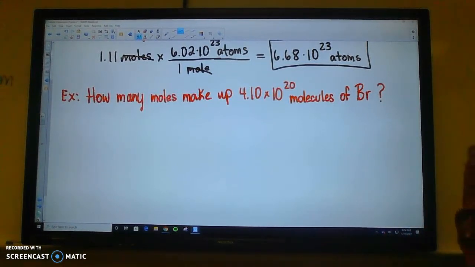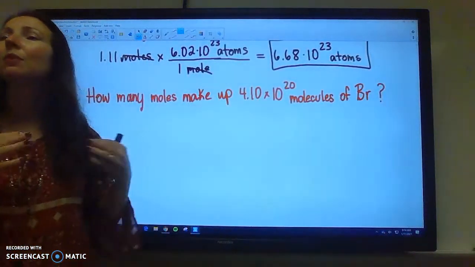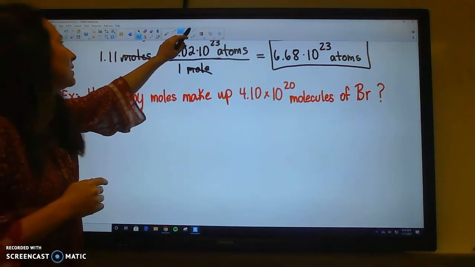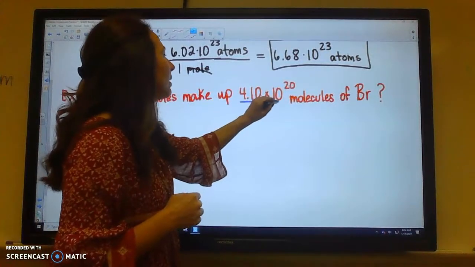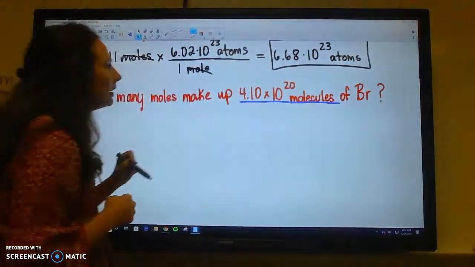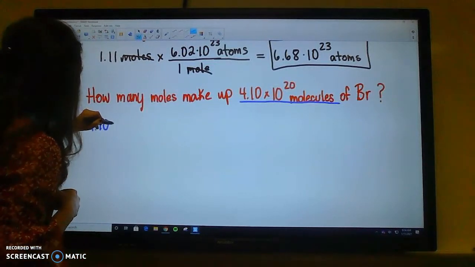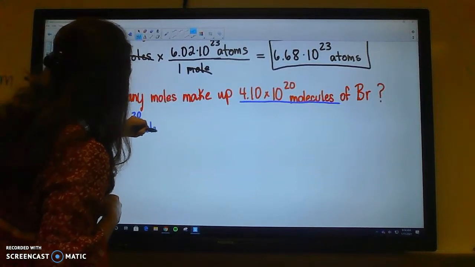So, you're given a problem. Again, you've got a particle in the problem, so we're going to have to use Avogadro's number. We're just going to set it up a little bit differently than before. And we always zone in on the quantity given and its unit, and we write that down first. So, 4.10 times 10 to the 20th molecules.